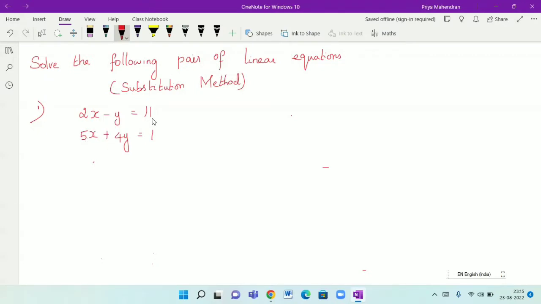2x minus y is equal to 11, 5x plus 4y is equal to 1. First, always mark the equations as 1 and 2.